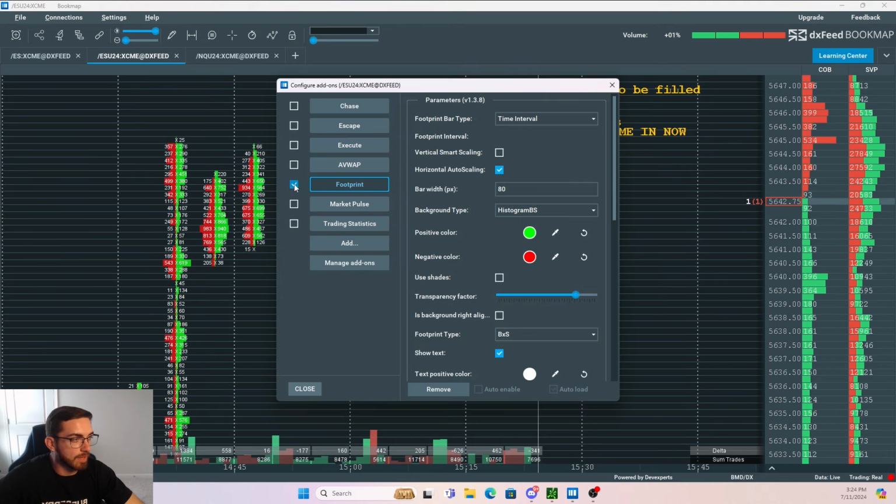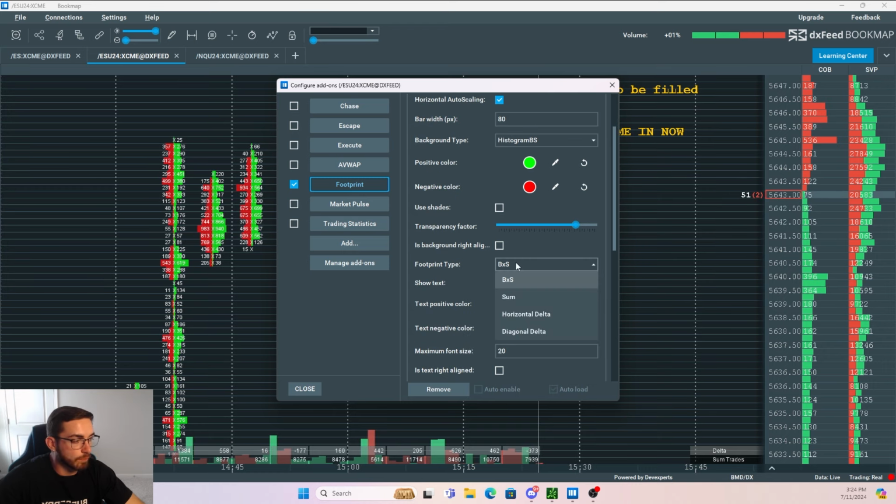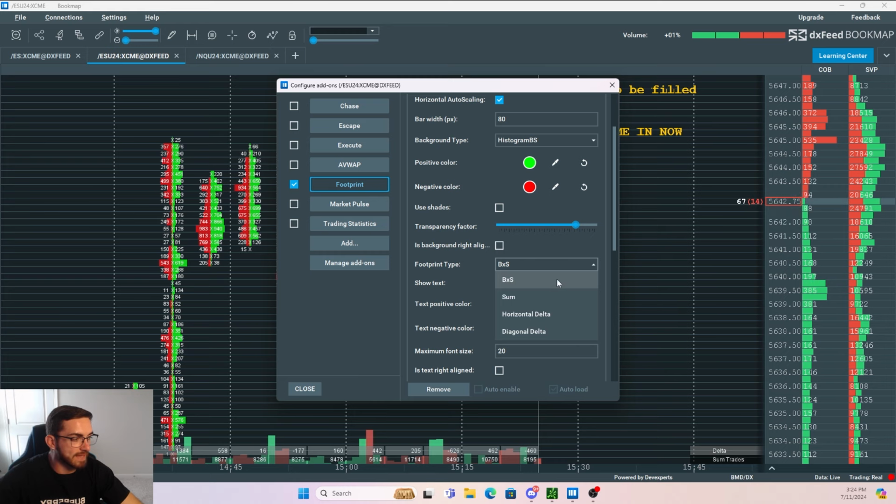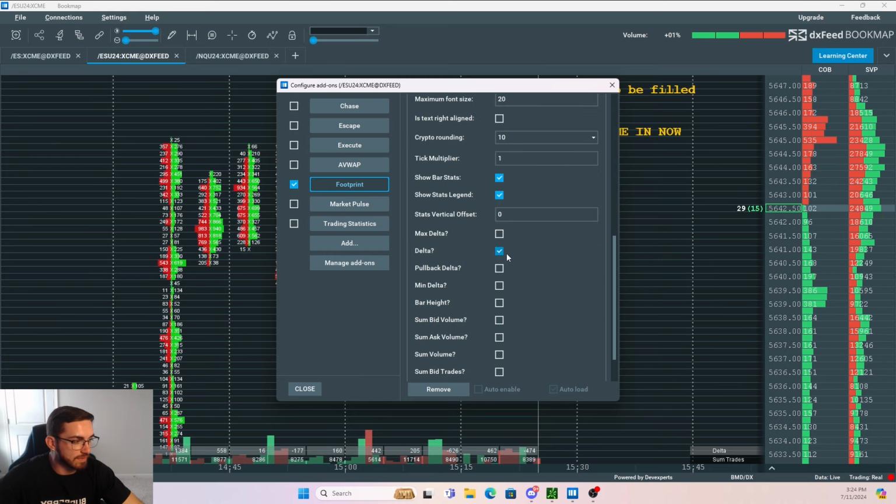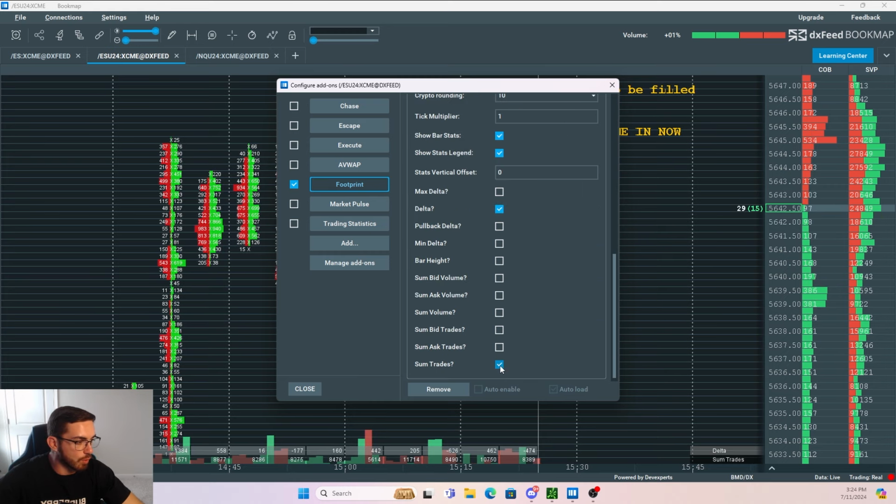Now, when it comes to setting up my footprint chart, these are the exact settings that I use. So I personally have mine set to time interval, and then I set it to the 5 minute time frame. But then as far as the footprint type, because there are a few different ones that you can use, if you guys do want me to go through these in a future video, absolutely I can, but I just have it with the buy and sell, so BXS. And then I also like to check the delta and the sum trades, which we'll go over here in a little bit.